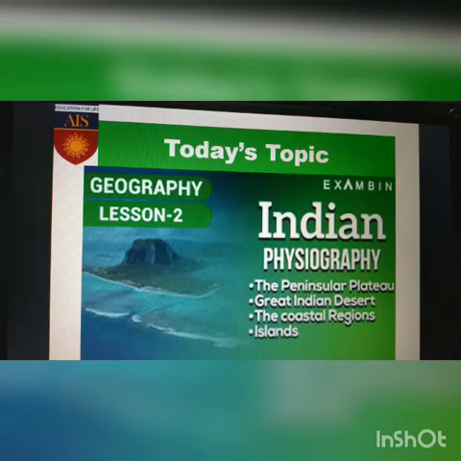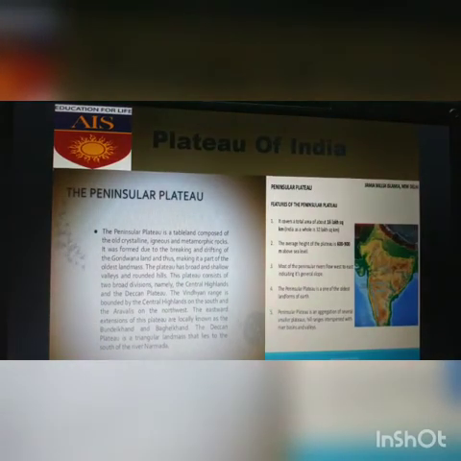Today's topics that we are going to read are the Peninsular Plateau, the Great Indian Desert, the coastal region and the islands. Let us start with Peninsular first. The Peninsular Plateau is a tableland composed of the old crystalline, igneous and metamorphic rocks. It was formed due to the breaking and drifting of the Gondwana land and thus makes it a part of the oldest landmass. The plateau has broad and shallow valleys and rounded hills.